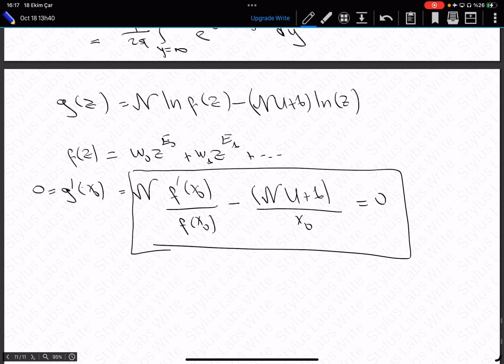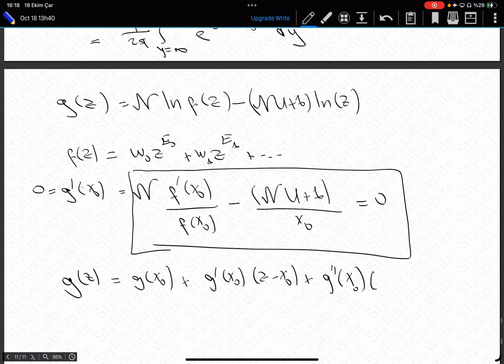x0 satisfies this equation. Well, we know what f is, so we can just put in f over there and obtain an explicit expression, but f already has a complicated expression, so let's keep it this way. And now let me expand g of z around z is equal to x0. So this will be g of x0 plus g prime of x0 multiplied by z minus x0 plus g double prime of x0 multiplied by z minus x0 squared divided by 2 factorial plus all the other terms.